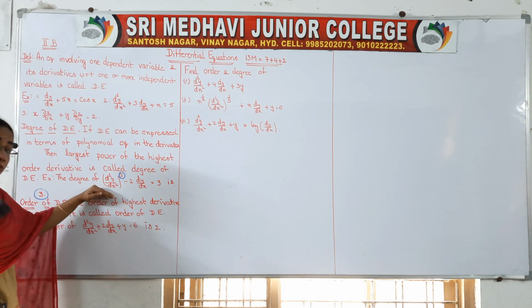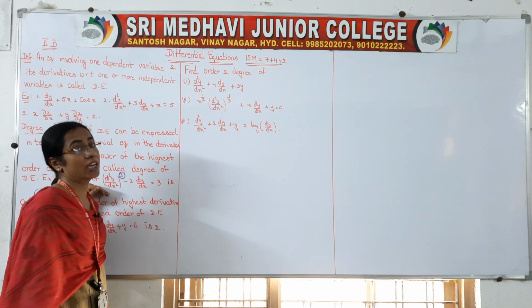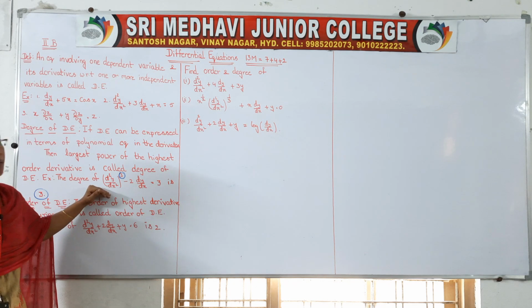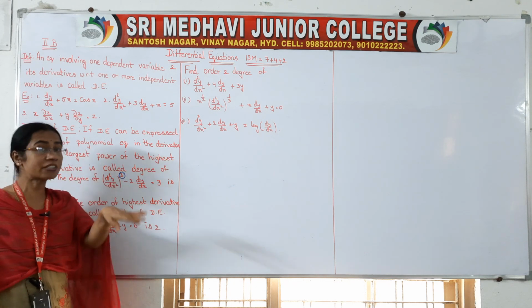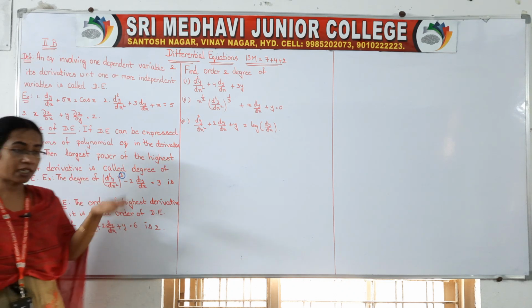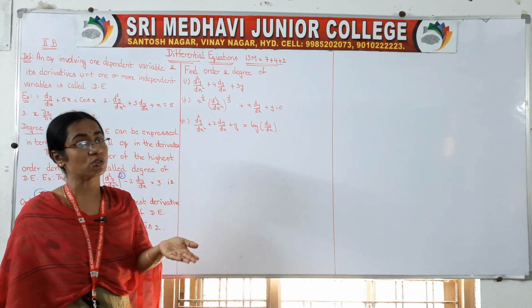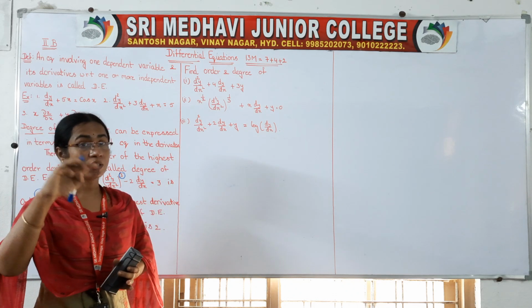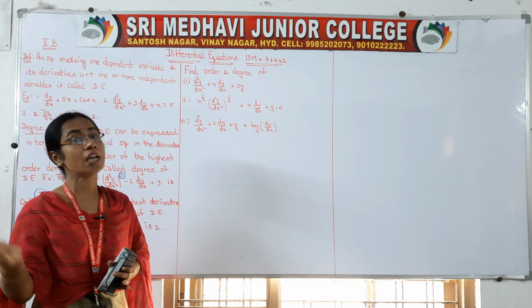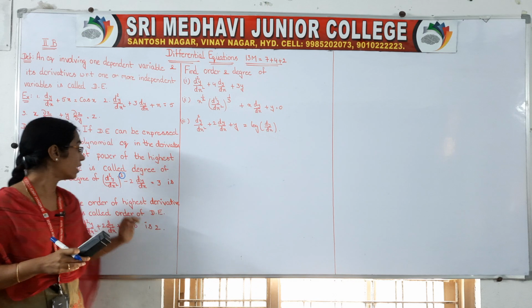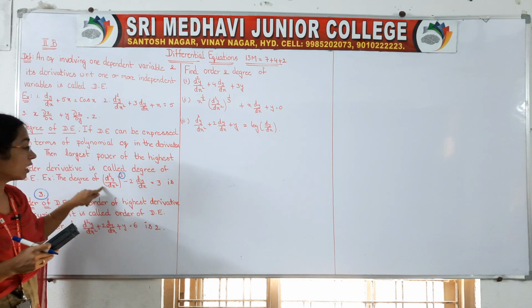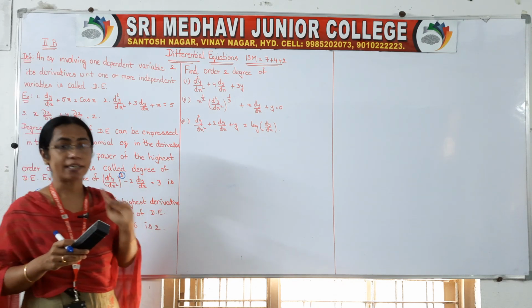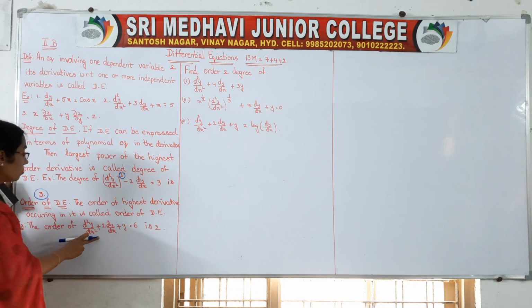So what is the degree? If any equation is expressed as a polynomial of derivatives, that means derivatives are having powers, right? Then it is the largest power of the highest order term. Suppose the equation contains a dy by dx term, a d square y by dx square term, a d cube y by dx cube term, then the power of the d cube y by dx cube term, the power of the highest order term, is called its degree. So here the highest order term is d square y by dx square, and its power is called its degree. Okay, clear?